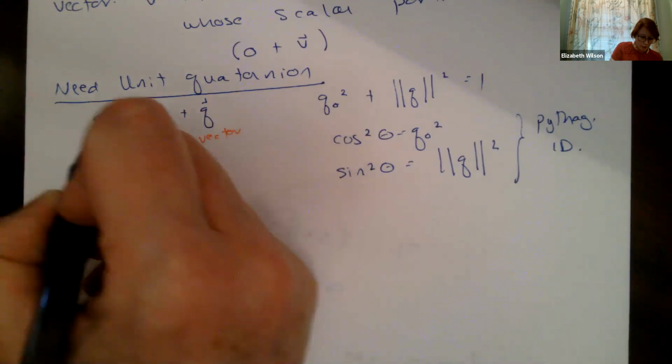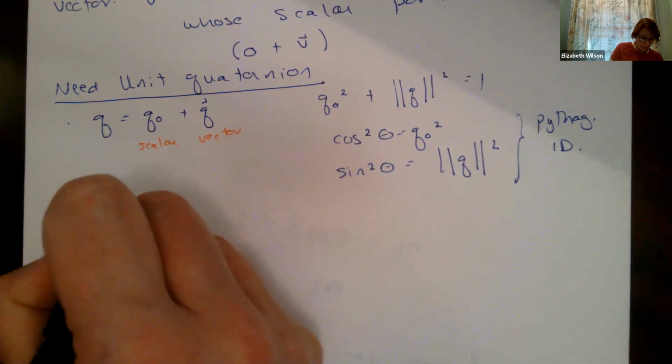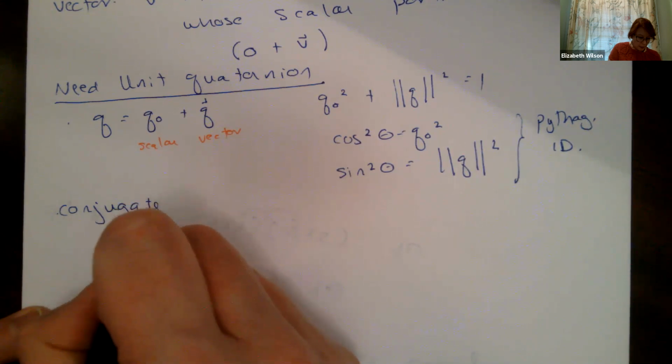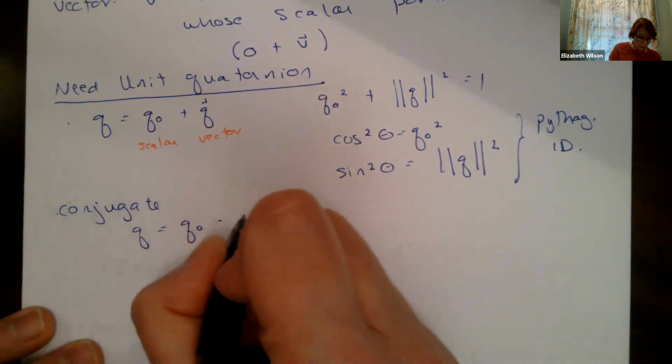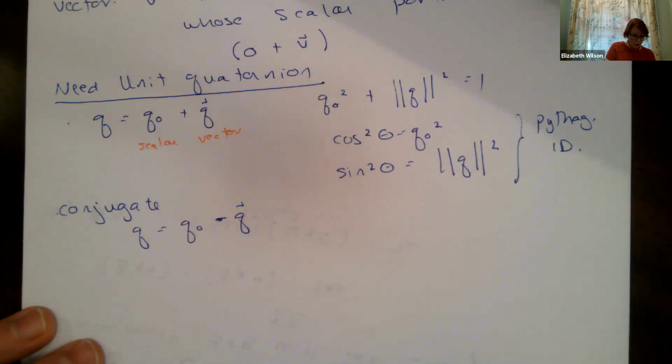But let me just talk about this, our quaternion. Our conjugate of this is a subtraction. So it's going to look like Q star equals Q naught minus the vector part. Okay. So I'll call that Q star. Now what's going to happen is this. We're going to put this together.